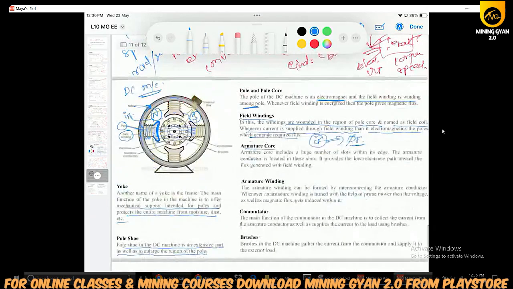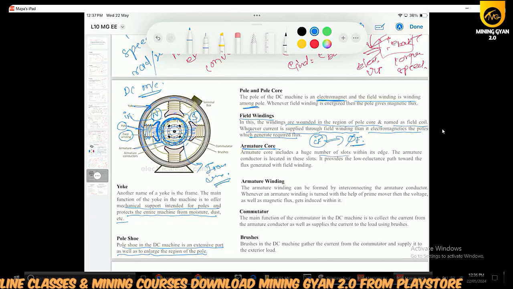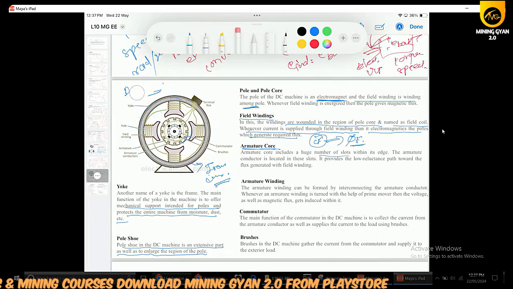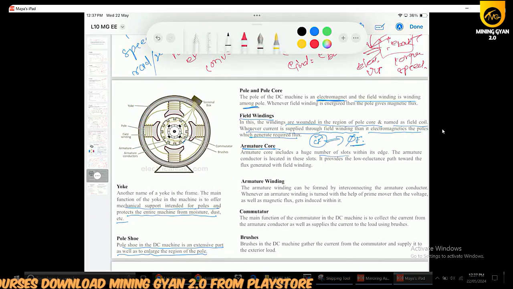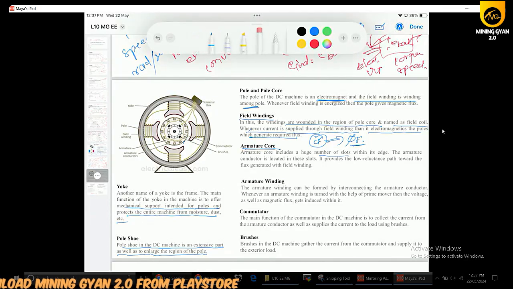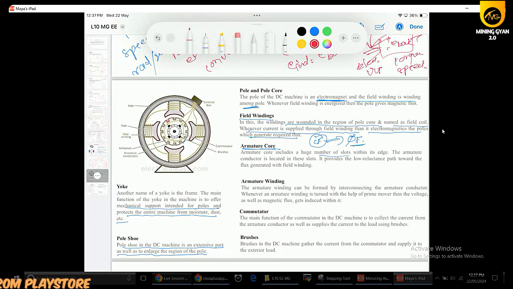Then what is the armature core? This is the armature, this one. In the armature core, this is the iron core, the magnetic material that is used to set up the flux. It includes a huge number of slots and holes. In the armature, you can see that there are different slots, in which two conductors are there. So these are the armature windings.